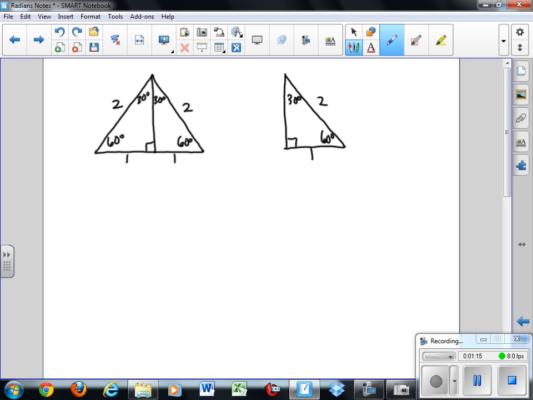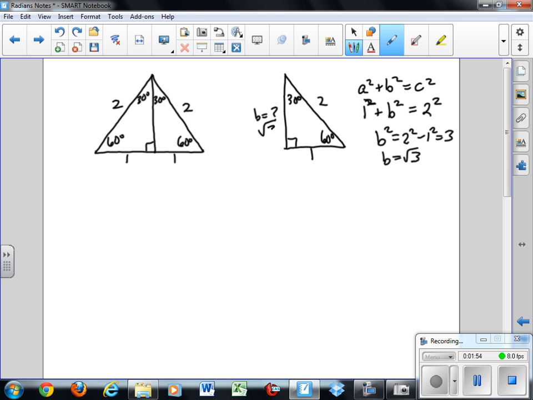Now, how do we figure out what the missing side is? We use the Pythagorean Theorem, which says a squared plus b squared equals c squared, or the 2 legs squared added together is equal to the hypotenuse squared. So let's call 1 a, 1 squared, plus our question mark would be b. So 1 squared plus b squared is equal to 2 squared. So this will be our c. So b squared is equal to 2 squared minus 1 squared, which is 3. So b is the square root of 3.